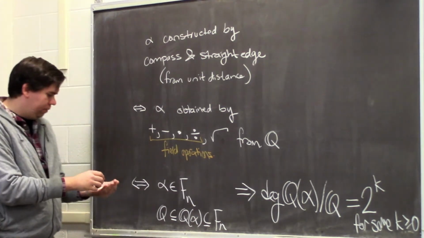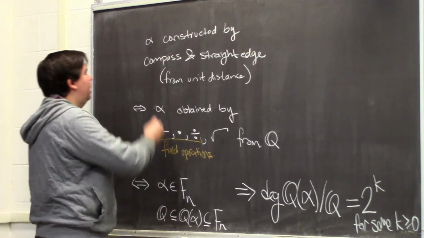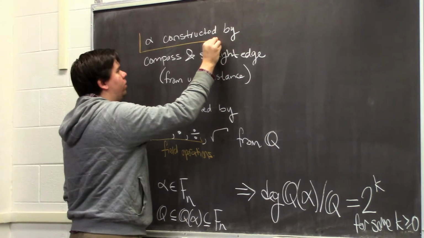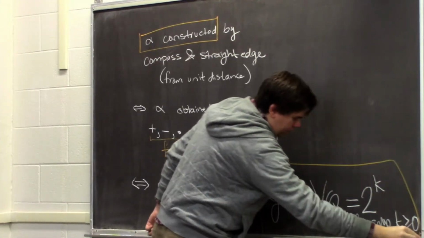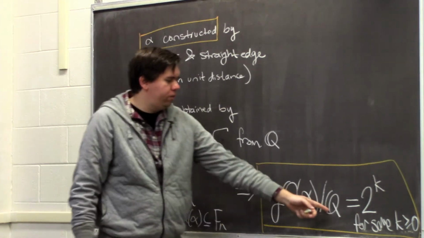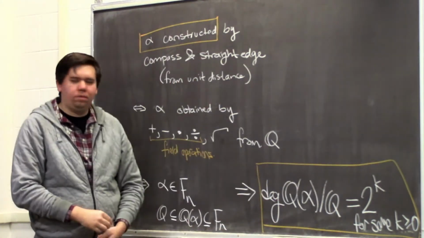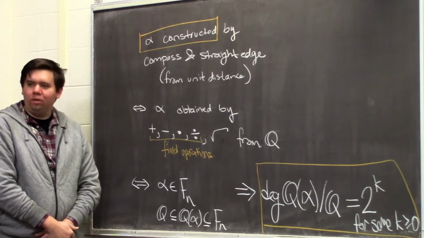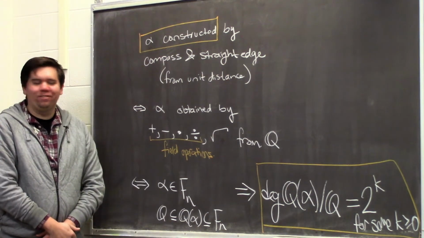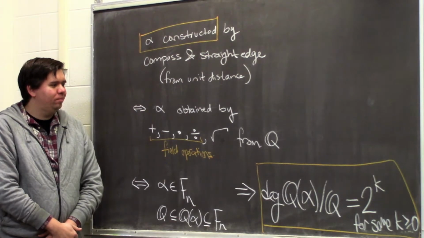And this is the main result: for alpha constructible, the degree of Q extended by alpha over Q is some power of 2. And that result will let us do some really cool things. So let's do them.